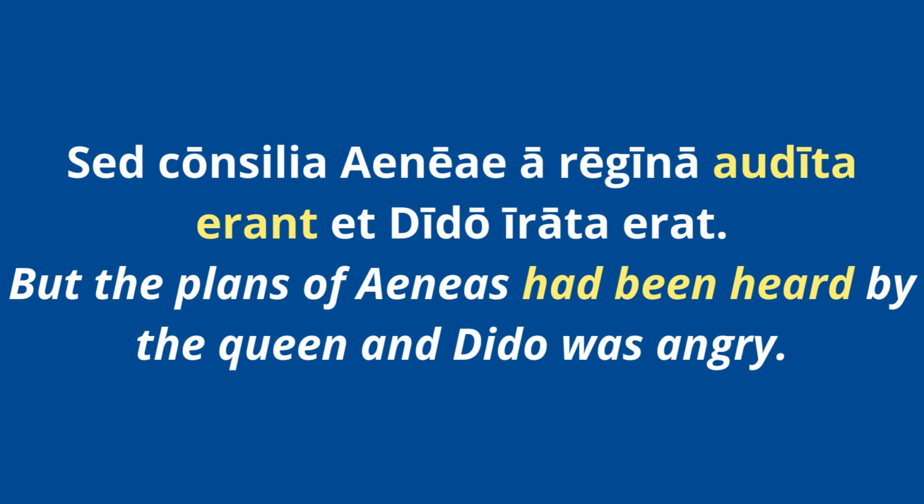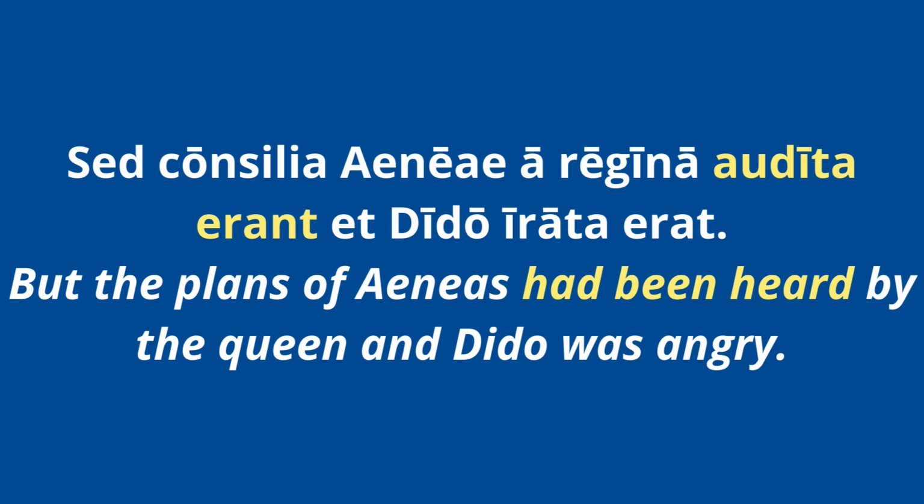And here's one more just to finish it off. You have "sed consilia Aeneae a regina audita erant at Dido errata erat." Now this one I picked on purpose because it'll show you how you can tell where a pluperfect passive voice verb is, and it'll help you not be confused.